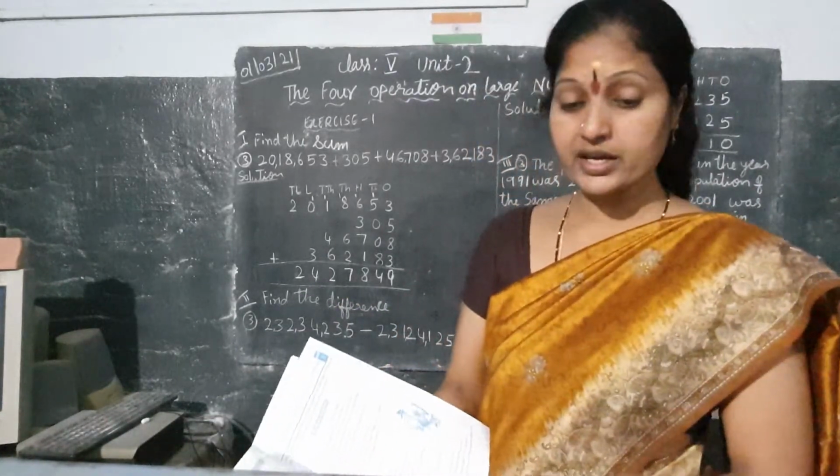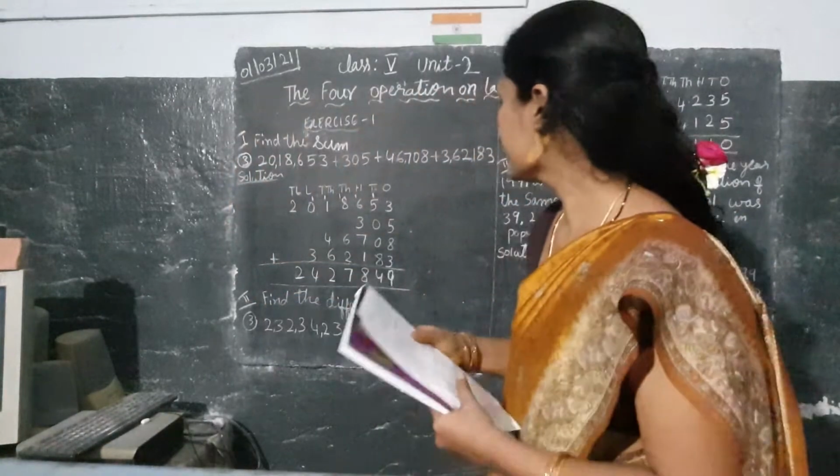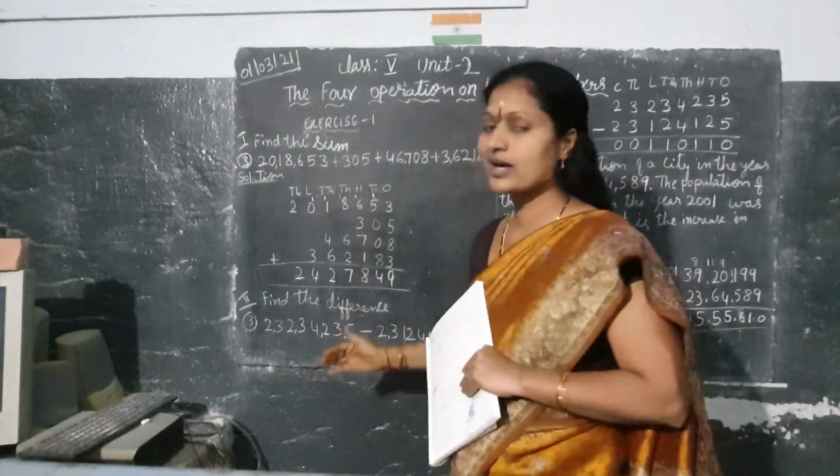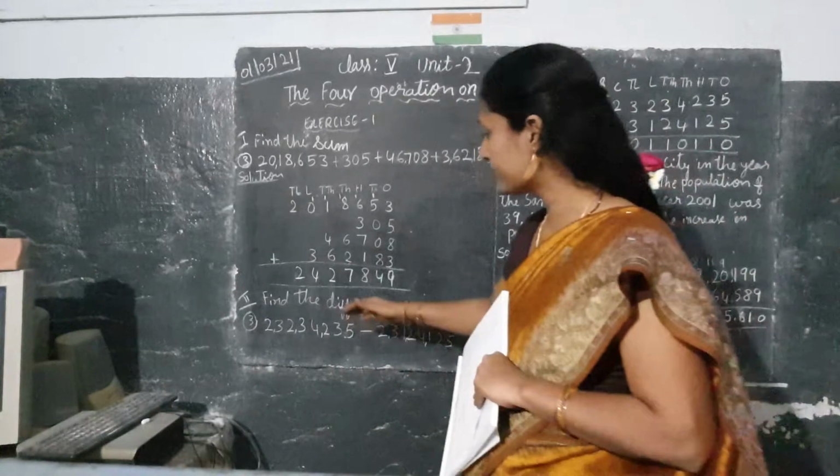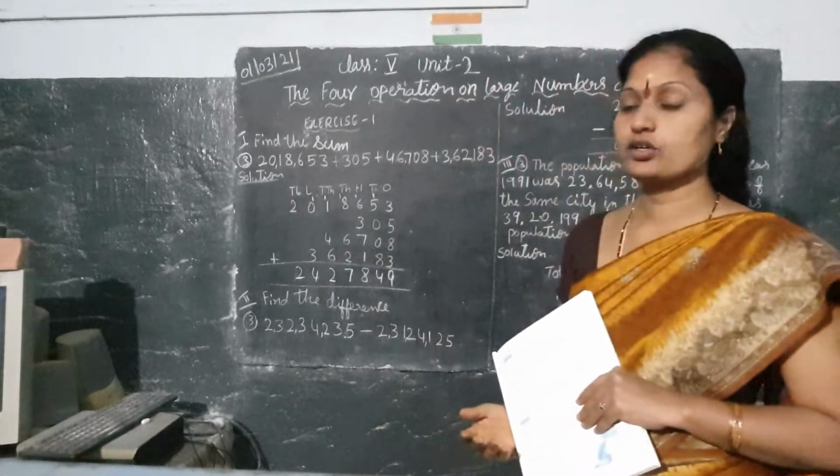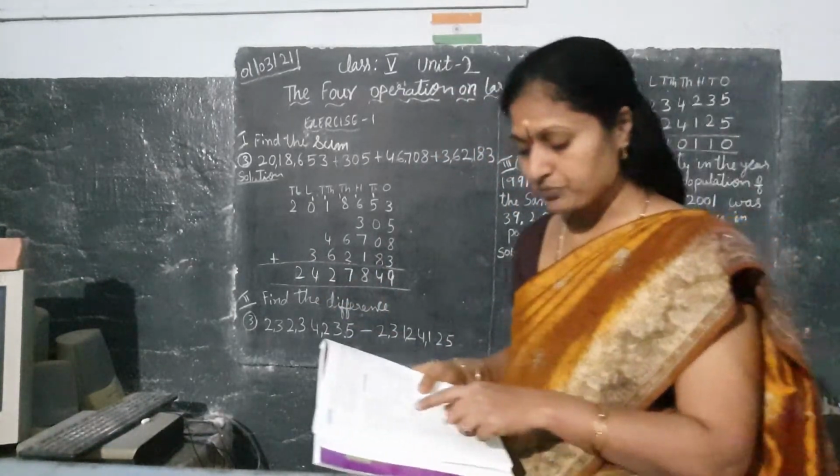Properly you have to copy each digit in its place value; that is most important. Then you write the answer, children. Okay, over. Now we will move to the second one.